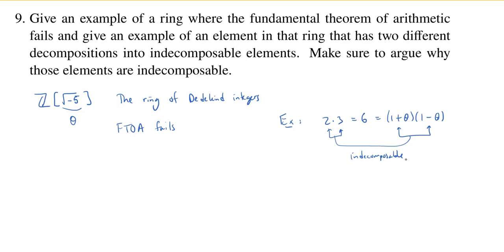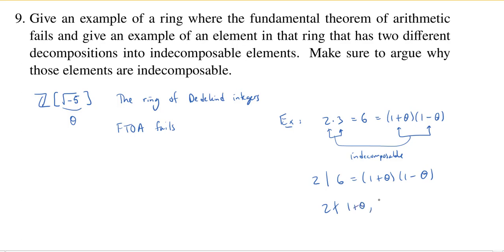And if you go back to Euclid's lemma, which would say that the way we should characterize primes is if they divide a product, then they divide one of the factors. Here we have 2 divides 6, which is equal to 1 plus theta times 1 minus theta. And 2 does not divide either 1 plus theta or 1 minus theta. So 2 in this case, while it's an indecomposable element, it fails the Euclid's lemma version of being prime. So we're not going to be able to decompose 6 as a product of primes at all in this case.